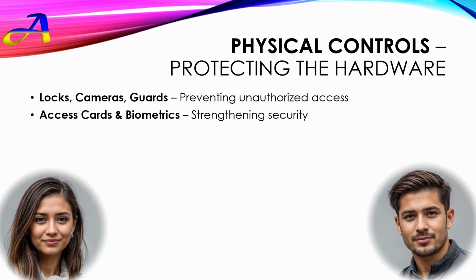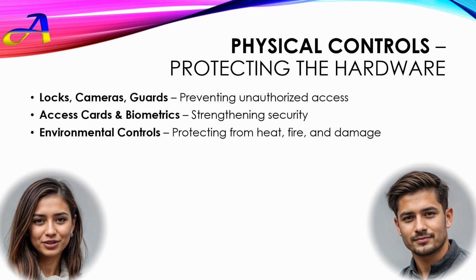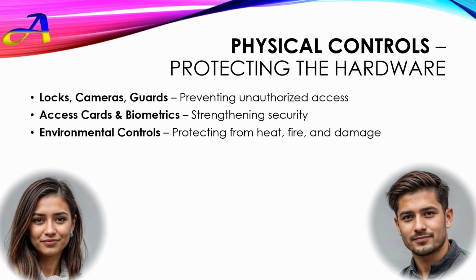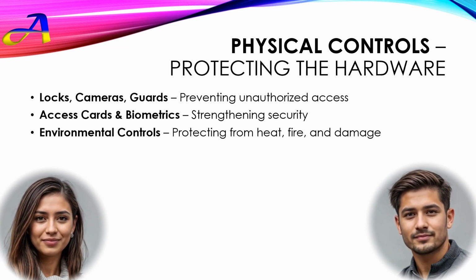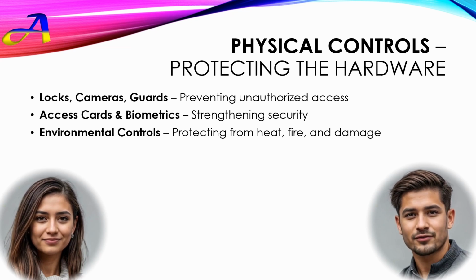Right. It's also about protecting the stuff from the elements. Environmental controls are really important. So making sure that the temperature and humidity are controlled. Right, because servers are very sensitive, I've heard. Very sensitive. Yeah, you don't want them getting too hot or too cold. Got it. And then we also have things like fire suppression systems. Right. In case of fire, you got to have those sprinklers. Exactly. Okay, so we've got our 4 categories.